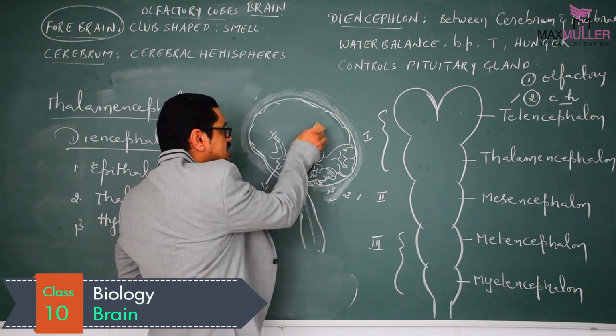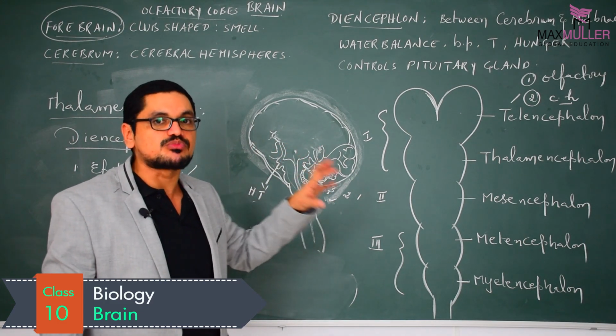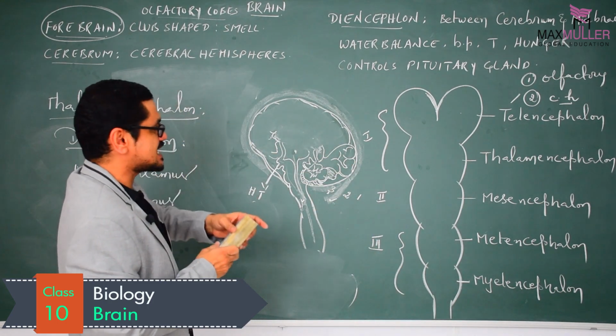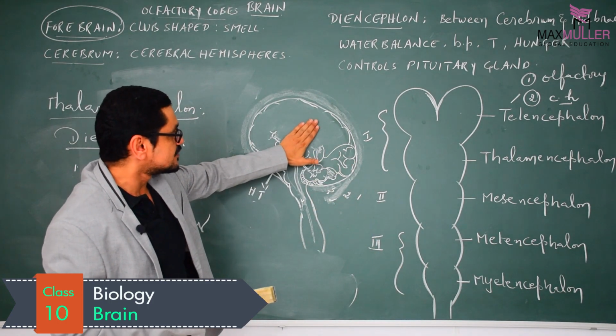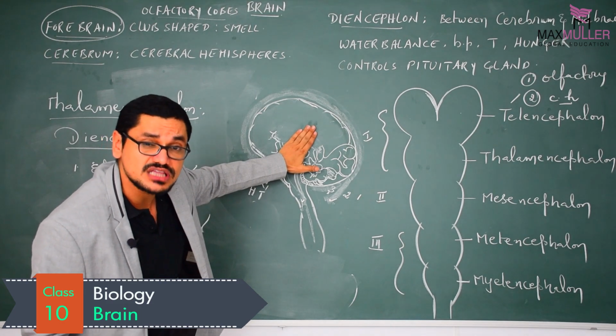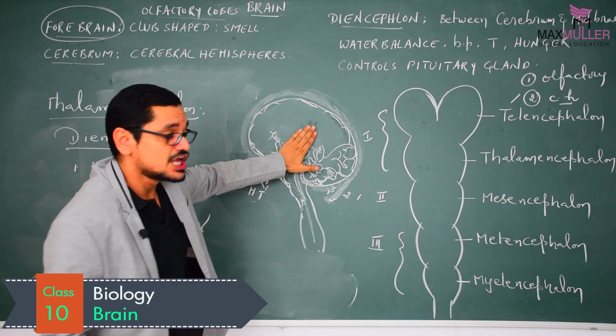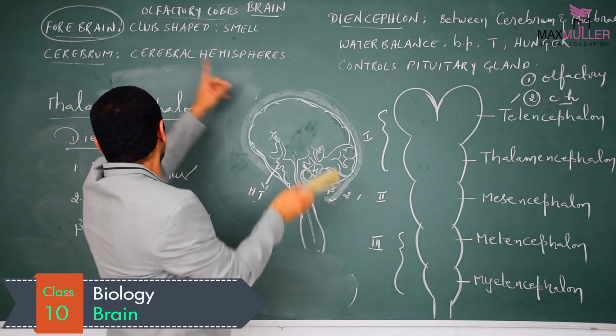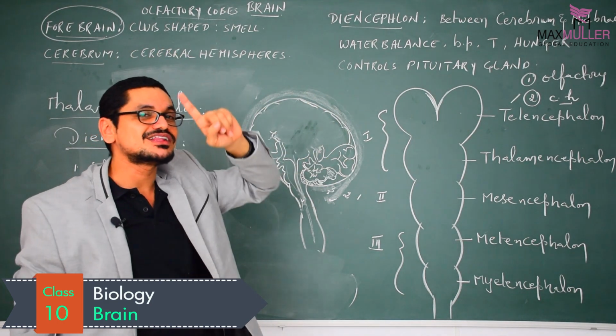Actually, you can't see these portions that clearly in the brain. Why? Because they are overlapped by the cerebral hemispheres. Actually, this is a thalamic portion, and it is not that clearly visible because it is overlapped by the cerebral hemispheres.